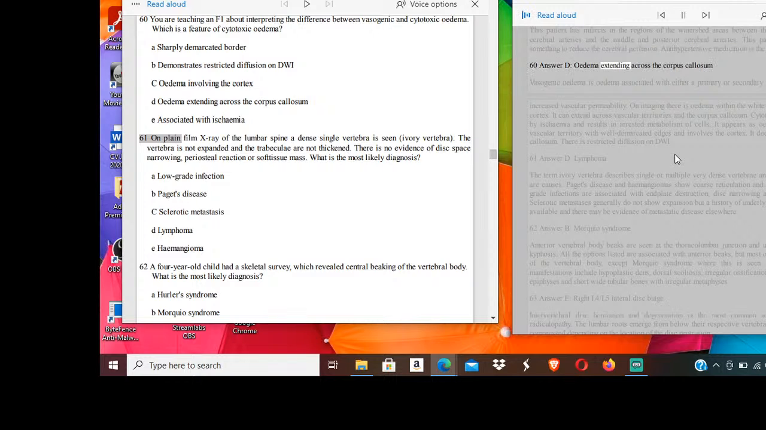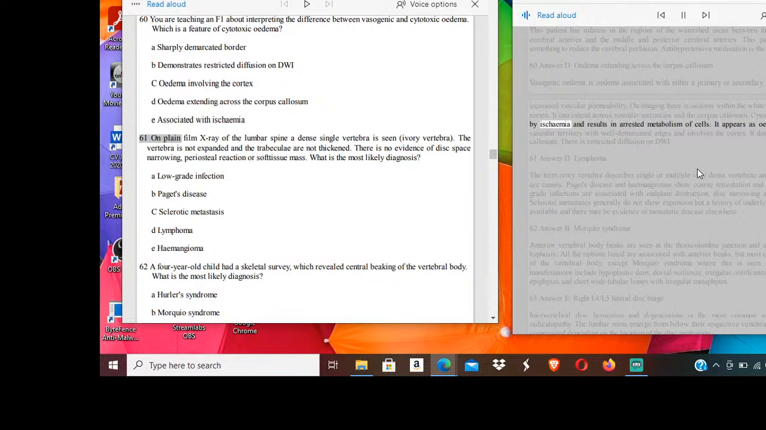60. Answer D. Edema extending across the corpus callosum. Vasogenic edema is edema associated with either a primary or secondary tumor. It is caused by increased vascular permeability. On imaging there is edema within the white matter not affecting the cortex. It can extend across vascular territories and the corpus callosum.